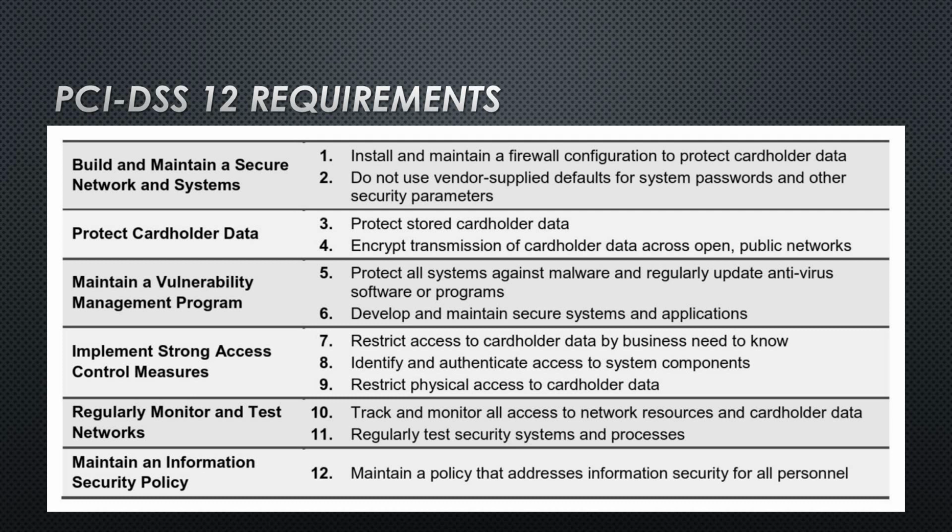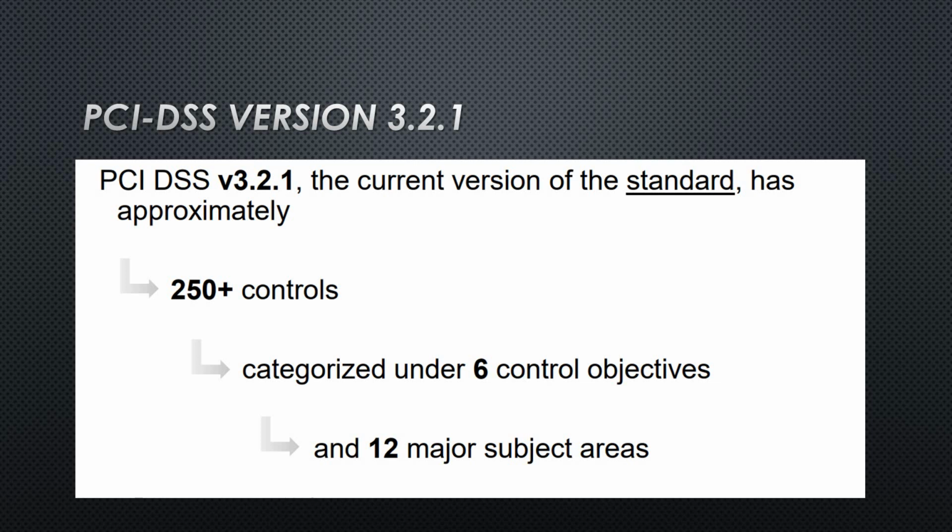And finally, in this video, PCI DSS version 3.2.1 is currently in use, and PCI DSS version 3.2 has over 250 controls, in which we have discussed the 6 control objectives and the 12 major subject areas for each control.